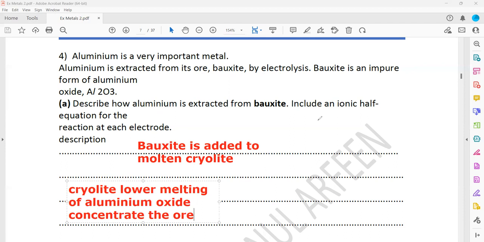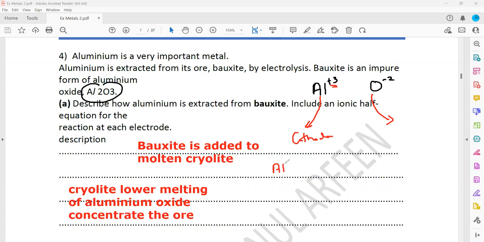And then what is the ionic half equation? Because we want to do electrolysis of aluminium oxide, the ions which are present are aluminium ions and oxide ions. Aluminium ions are positive. Which electrode will they move to, anode or cathode? The positive ions move towards the cathode. The charge on aluminium is +3, so it will take 3 electrons and form an aluminium atom.